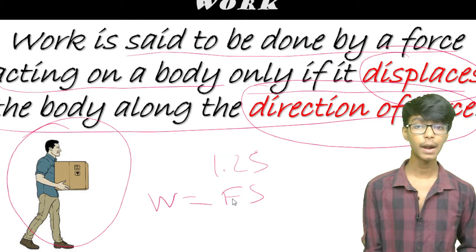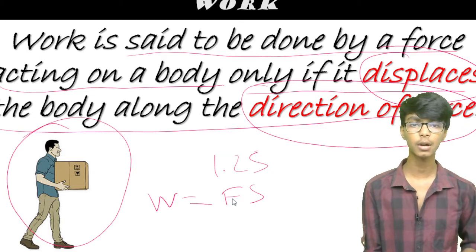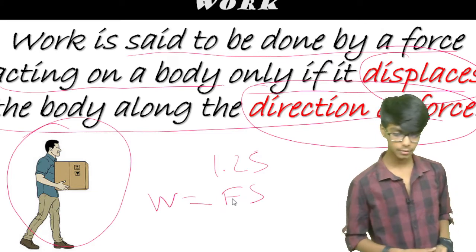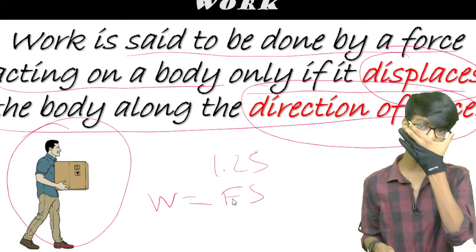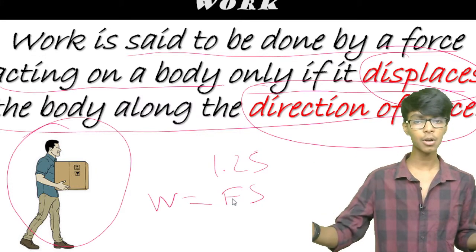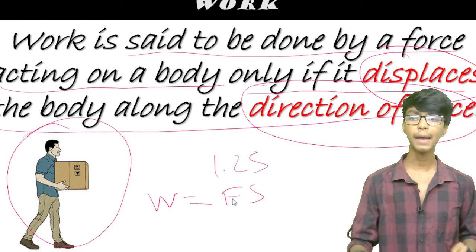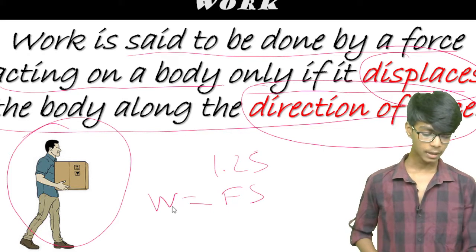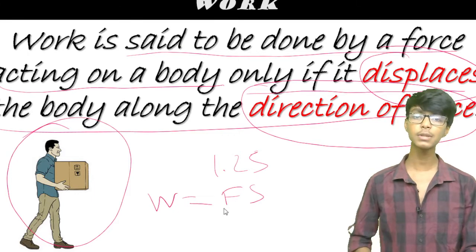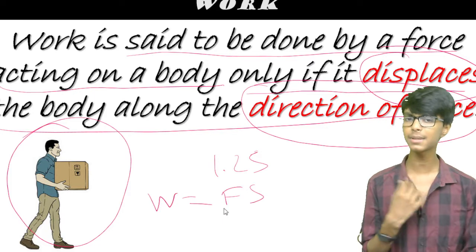Now, I have told you that the joule is the SI unit, the standard, universal unit, which is used for work done everywhere in the world. If you go to any corner of the world, the SI unit of work is joule. So W equal to Fs, that means force and displacement. Work done equal to force into displacement. This is the formula. Very easy.